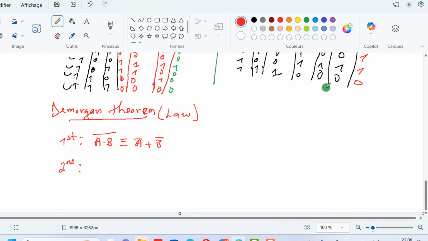The second law states that when you have A plus B all that bar, the equivalent should be the same principle. You take A bar, the plus must change to dot, then you take B bar. So this is how De Morgan's law works. By the time you have this in mind, you can solve questions without any problem. There is a question I want us to answer related to this one, but before going there, the next thing I want us to discuss is Boolean algebra.